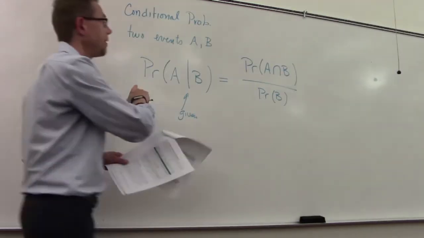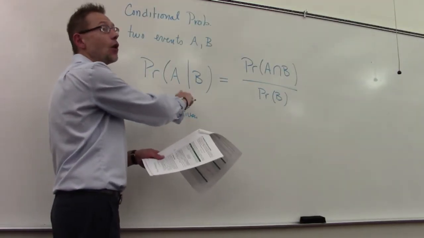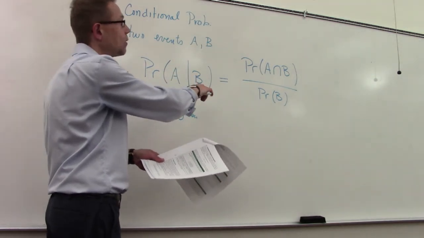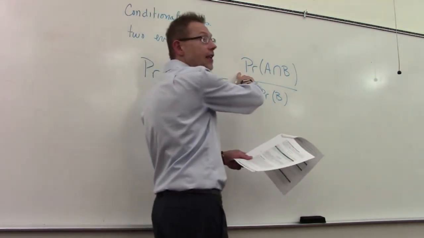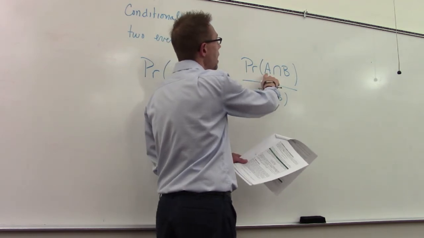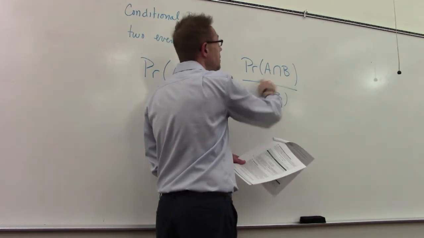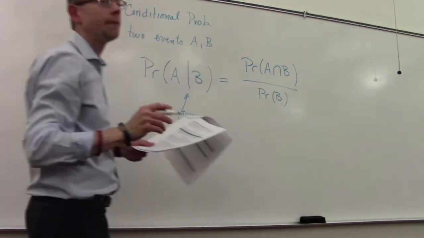So the probability that an event happens, given that I know that B has happened, or if B were to have happened, it is equal to the intersection of these. So it's the probability of the intersection of these two events. I'm looking for those things in common between these over the probability of B.